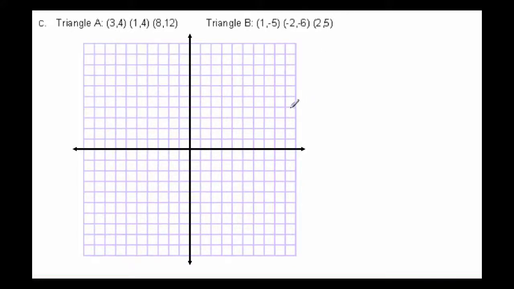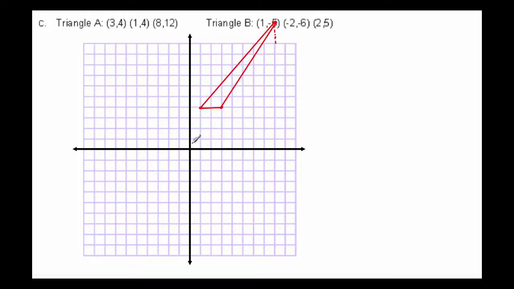Okay, letter C. So over 3 up 4, over 1 up 4, and over 8 up 12. So over 8 up 12. So I'm going to be somewhere up about in here. So that's fine if we extend this a little bit. Let's go ahead and connect those. All right, hopefully you notice that it doesn't make a right triangle. Okay, and let's do the next one.